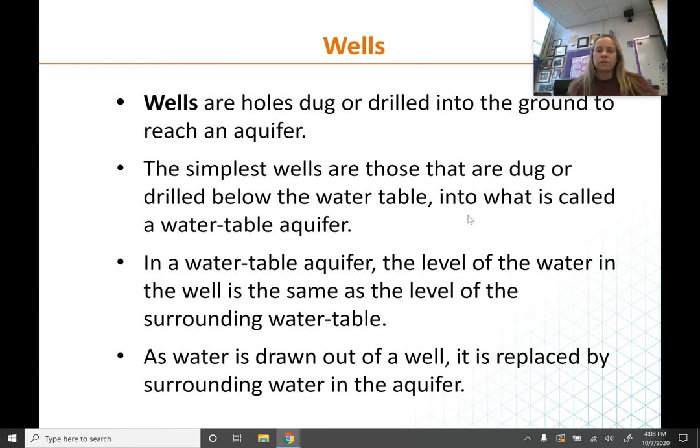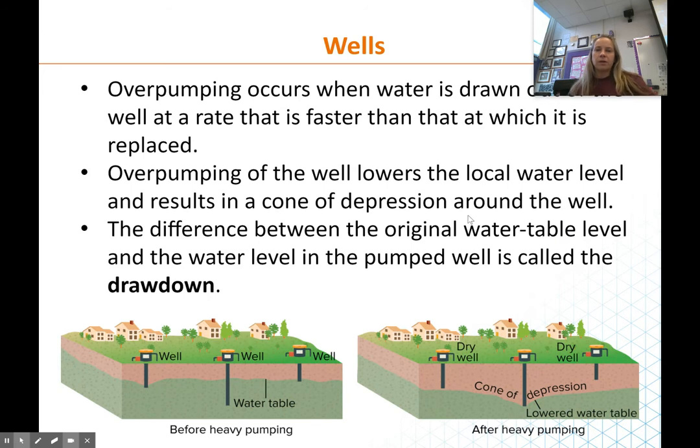And so when we dig wells, we want to dig them below the water table. So you can see, and this can result from heavy pumping, this is called drawdown. Notice how wherever the well is, the water table dips down, and that's because you're pulling water from the water table, and so it causes it in that area to be depressed.